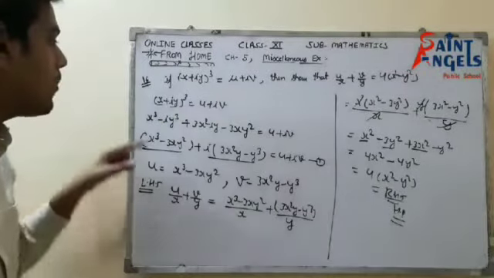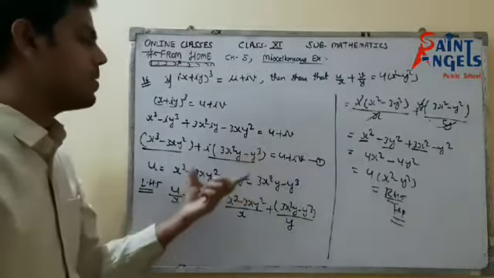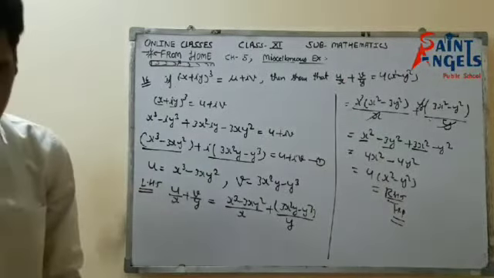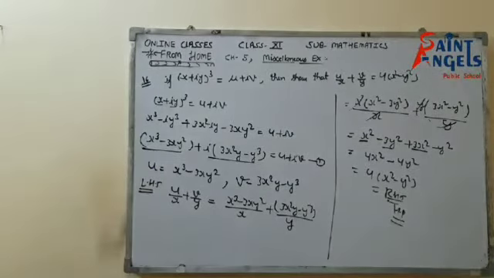So hence it was very easy. First of all, what we have done: we opened the formula, compared the real and the imaginary parts, and put the values in the LHS, and we get the answer. It's a very simple and easy question. So please pause the video and note it down.